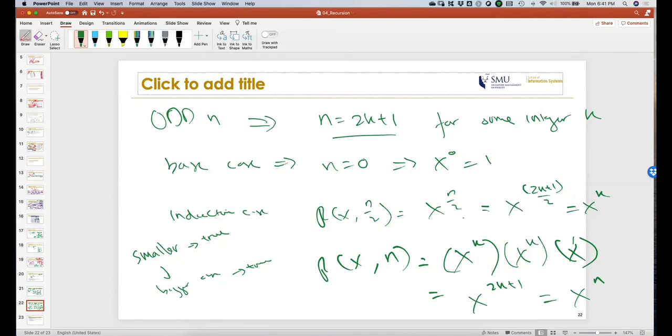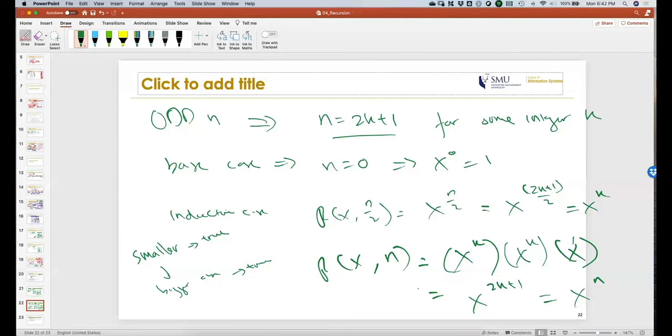So 2k plus 1 divided by 2. We know that the first part, 2k, is divisible by 2, and the division will just give you k. The second part, 1, is not divisible by 2. So in terms of integer division, it's going to go to 0. That means that you're going to get x to the power of k. Now, that is the smaller case.